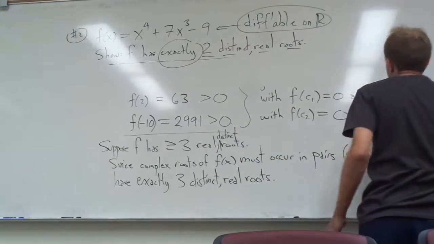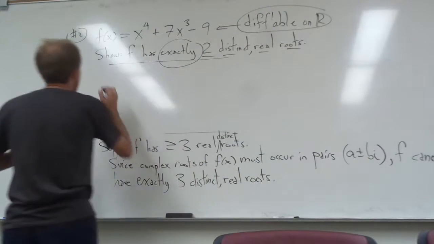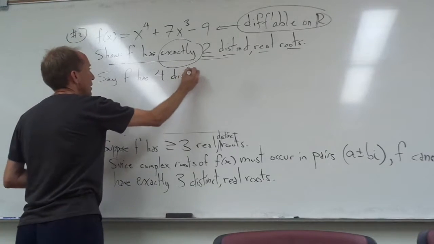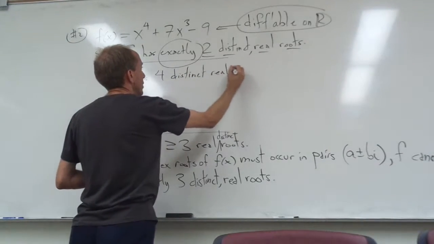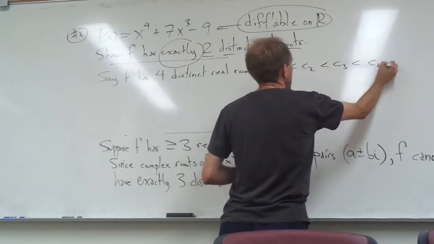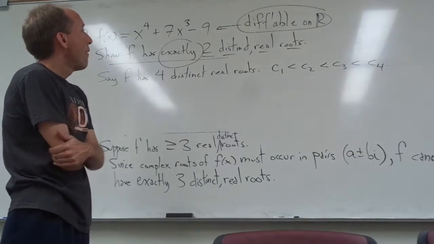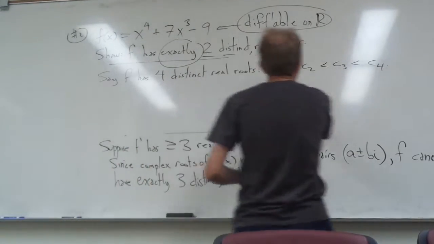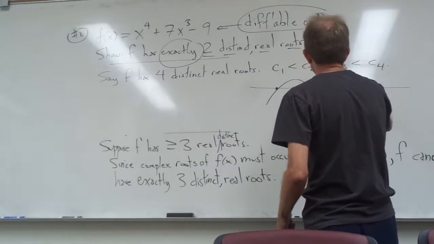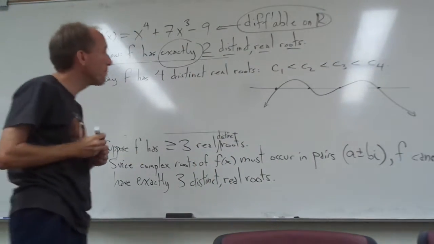So could f have 4 distinct real roots? Say f has 4 distinct real roots. We'll call them C1 less than C2 less than C3 less than C4. So in other words, whatever this graph looks like, it would cross the x-axis 4 times like that.